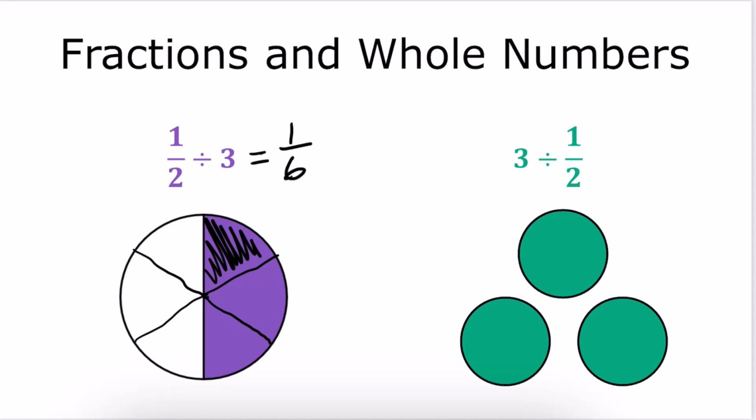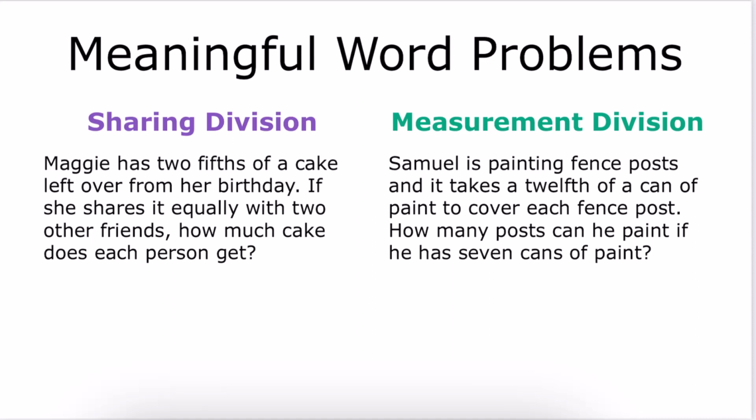Instead, I'm going to say, okay, how many halves, or groups of size 1/2, can I make out of 3 wholes? And the answer to that is I can make 1, 2, 3, 4, 5, 6 groups of 1/2. And so that means 3 divided by 1/2 equals 6. Another way you can introduce this to your students is with meaningful word problems.